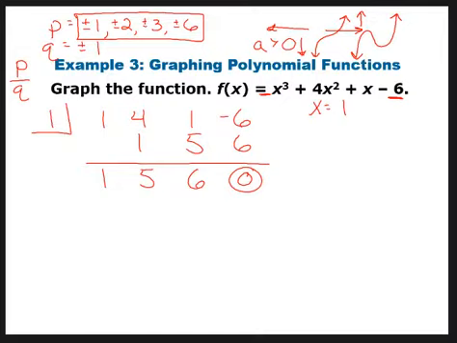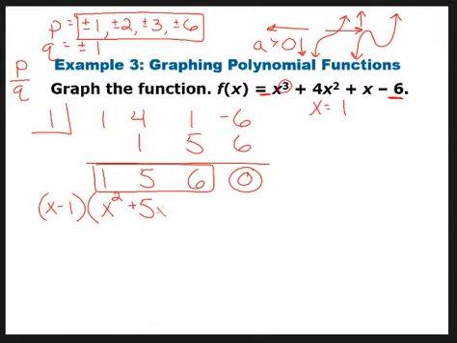Now, as far as the rest of this is concerned, first of all, it would mean x minus 1 is a factor, and then what I would have left over would be all this stuff down here, which gives me x squared, because we drop a degree, plus 5x plus 6. Now I want to look long and hard at this part, because hopefully I can just factor what's inside of here, which it looks like I can.